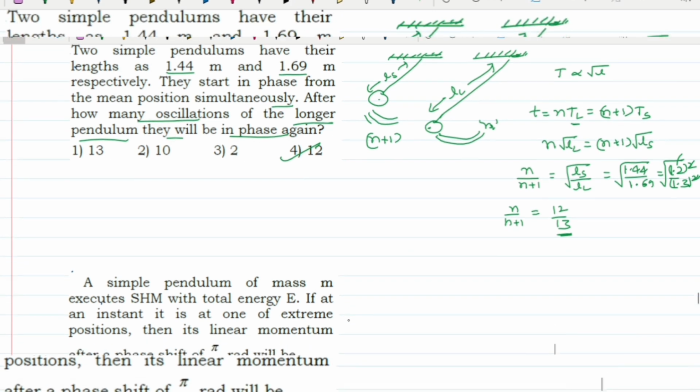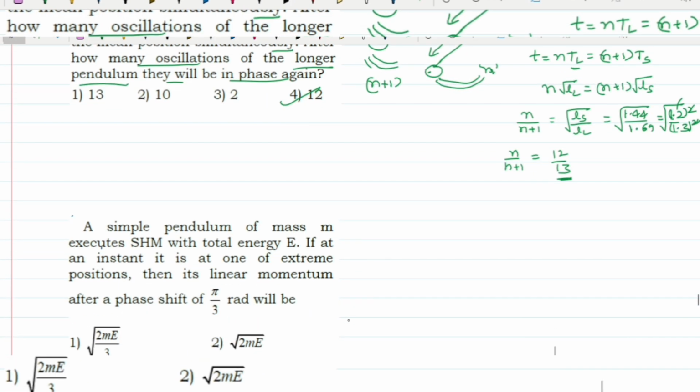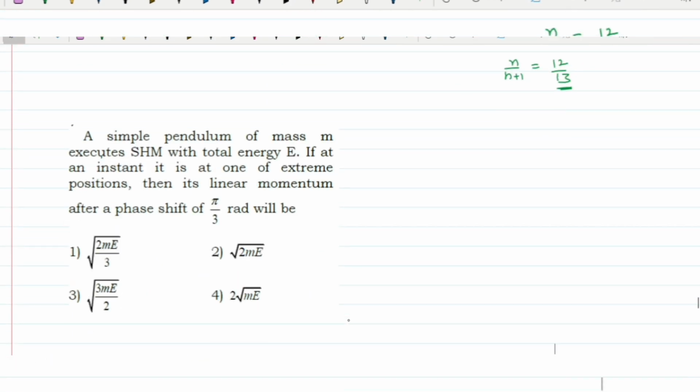Let us see the next question. A simple pendulum of mass m executes SHM with total energy E. If at an instant it is at one of the extreme positions, then its linear momentum after a phase shift of pi/3 radians will be what? Here a mass m is executing simple harmonic motion.